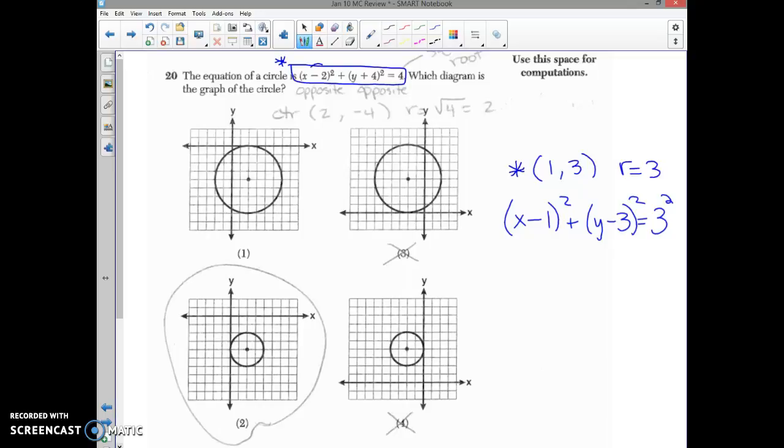So the center has the opposite of -2 for x, and the opposite of +4 for y. So the center has to be (2, -4), which means you can use choice 1 or choice 2. And then the radius is the square root of the number that's left over, because it's the backwards version of that. The square root of 4 is 2. The radius of 2, you just count the boxes. So your answer is choice 2.